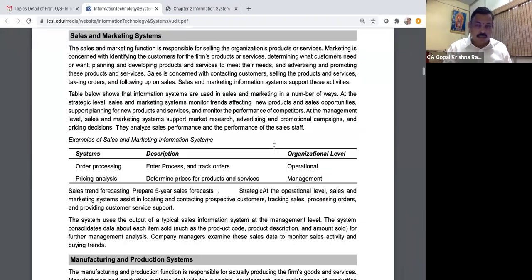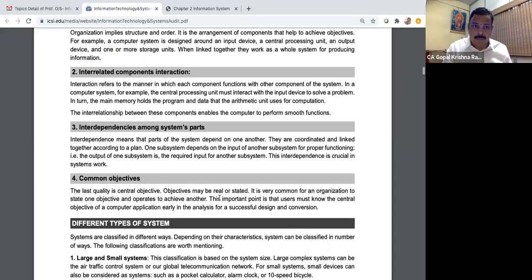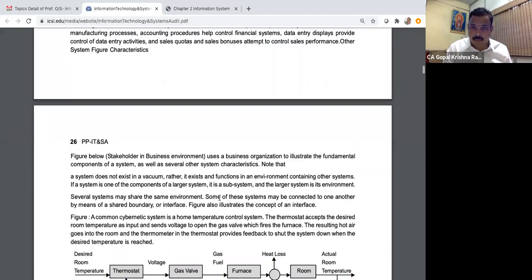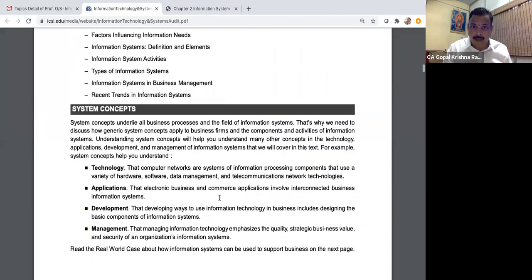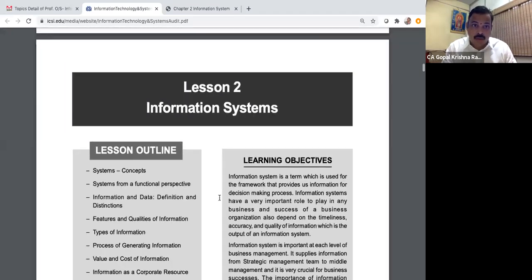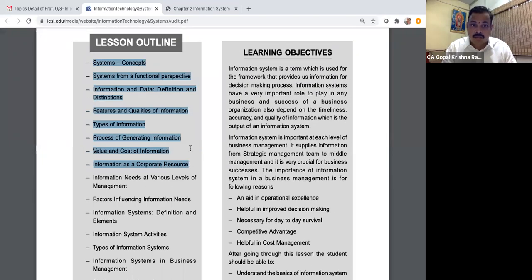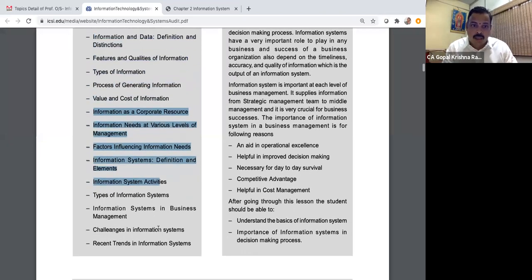It starts from page number 23 onwards. Okay. So as I told you, you have the system related questions up to this. Then you have the information needs of business, and it goes up to the last one. From here to here is the second part, and the recent trends in information system.